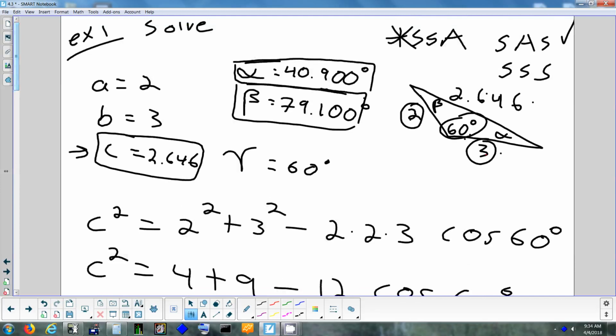I'm just going to check real quick. Biggest side goes with the biggest angle. Smallest side is with the smallest angle. Looks good. Questions on side angle side?